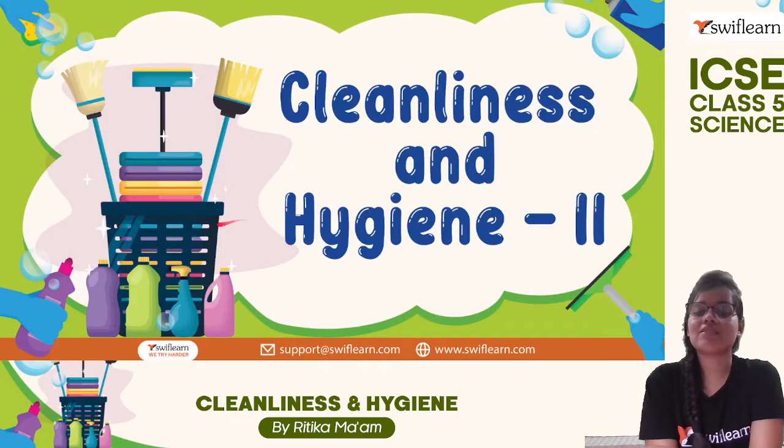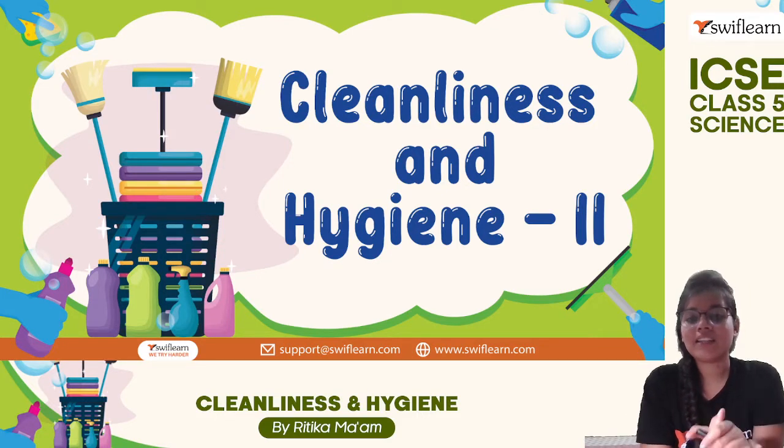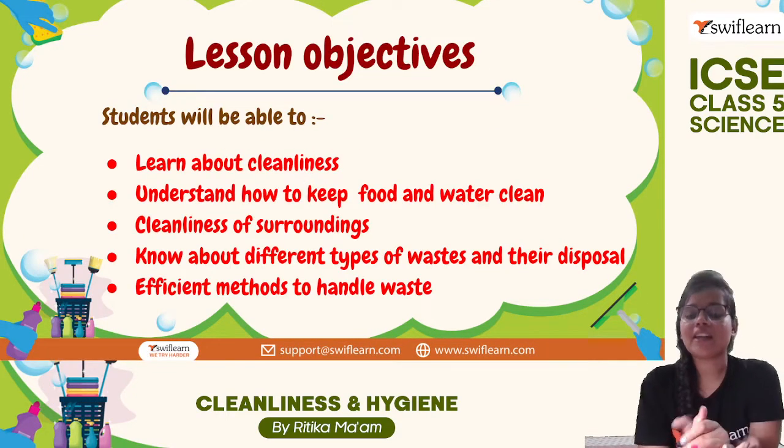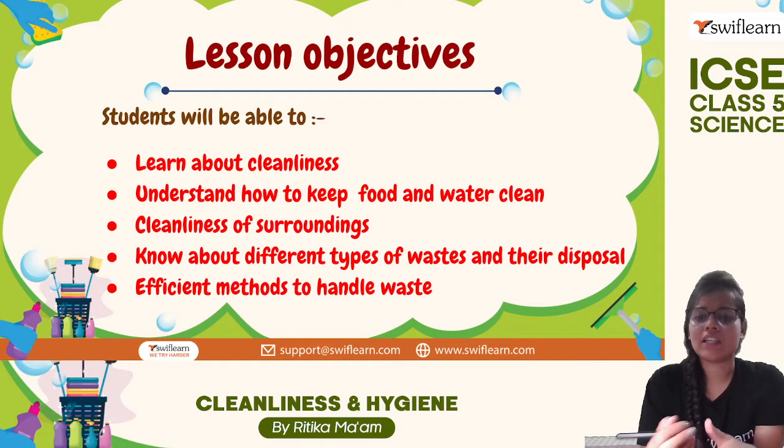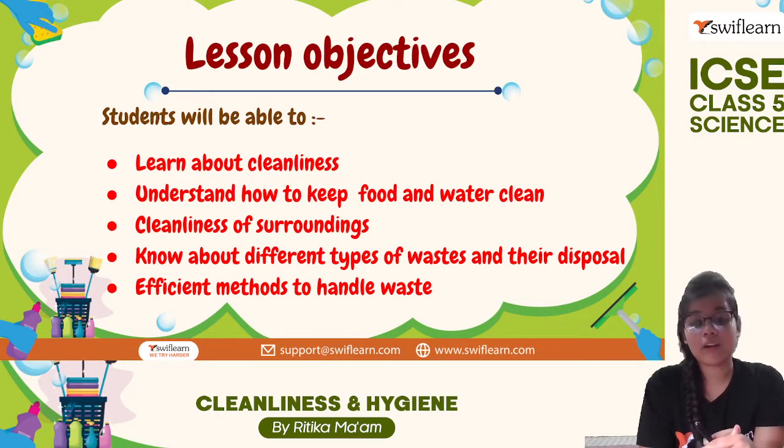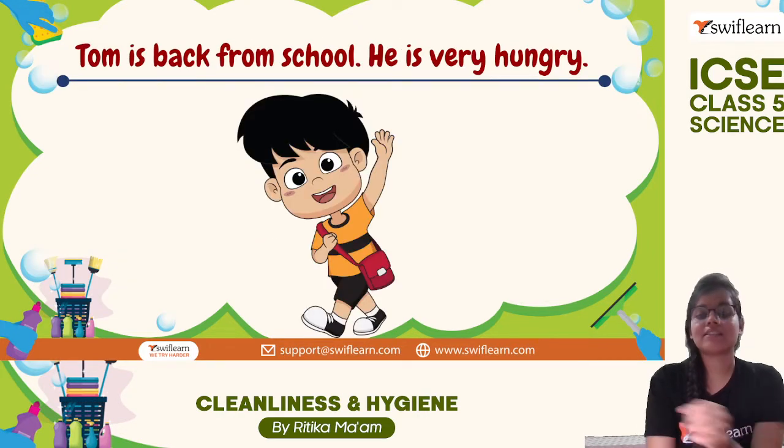So revealing our today's chapter, we're going to study about cleanliness and hygiene part number 2. We have already done part number 1, in which we learnt about various things: what is cleanliness, what is hygiene, how to keep ourselves clean, what are the things that we should do to keep ourselves clean, etc. Now today we are going to focus on food and water, how to keep it clean. What is the cleanliness, what is the importance of cleanliness of our surrounding, what are the different types of waste, how to dispose it, and some of the methods to handle waste. So let's get started quickly.